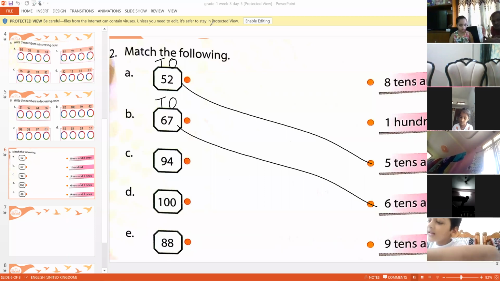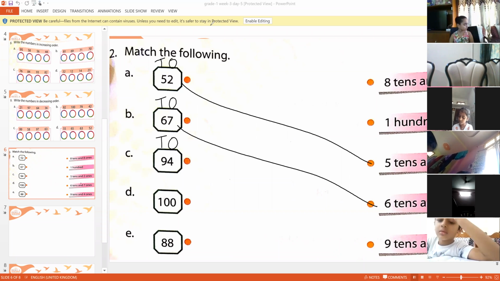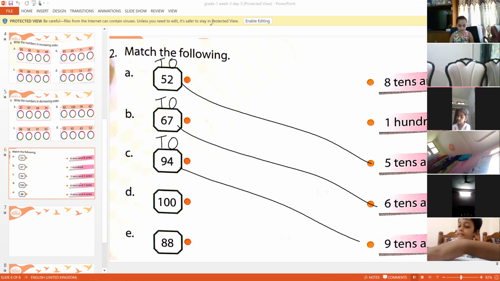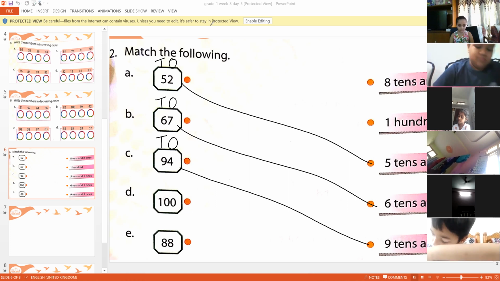Pradiksha, tell me answer for bit number C, 94. What is the number in ones place and what is the number in tens place? Here T represents the number in tens place. 9. So how many tens are there, Pradiksha? 9 tens. And how many ones? 4. Yes, very good. So we have here 9 tens and 4 ones. Children, please keep on checking your answers and write down the correct answer.